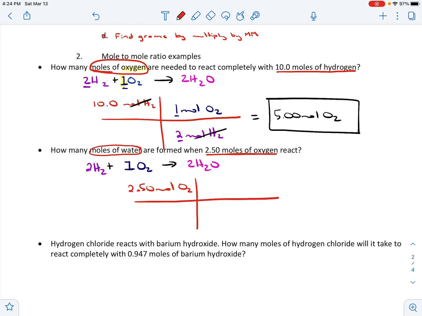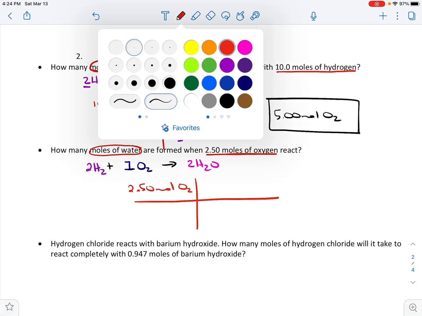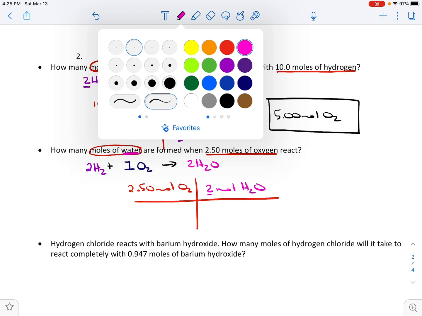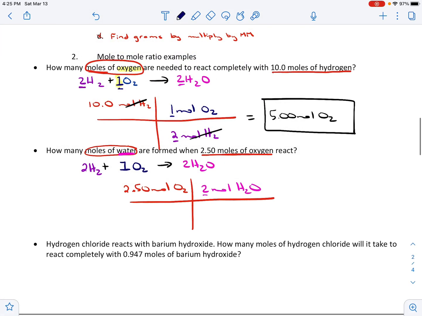We're looking for water. So in this case, we're going to put 2 moles of H2O on top because that's where we're going. We're looking for water. So I put the 2 moles of H2O from my balanced chemical equation there. And on bottom, I'm going to put where I've been, which was oxygen, which is that weird looking one. All right, and we've got 1 mole of O2.